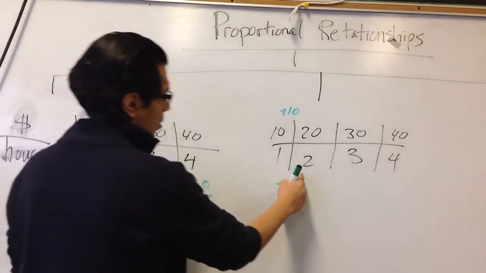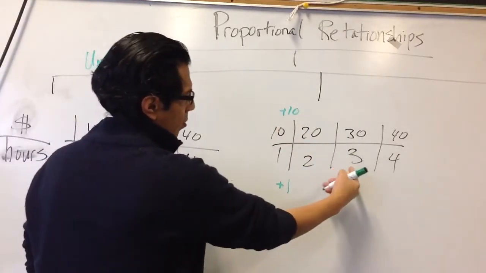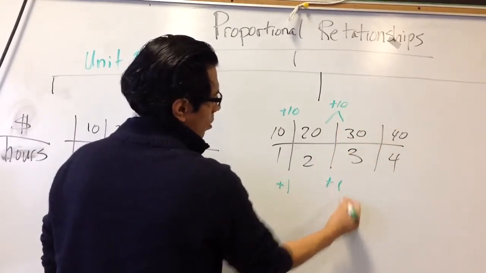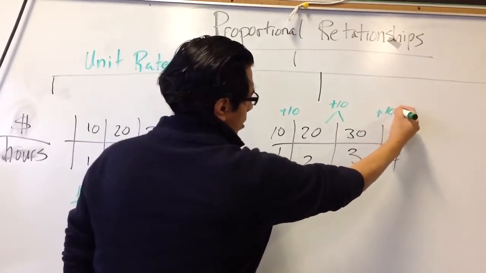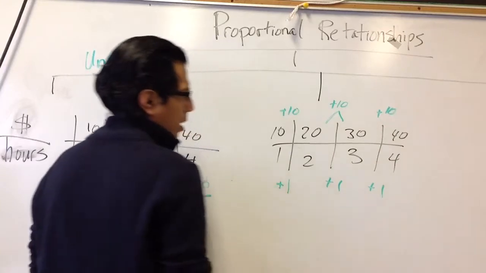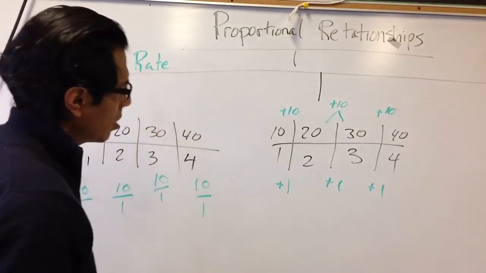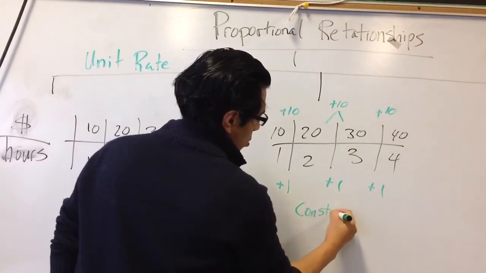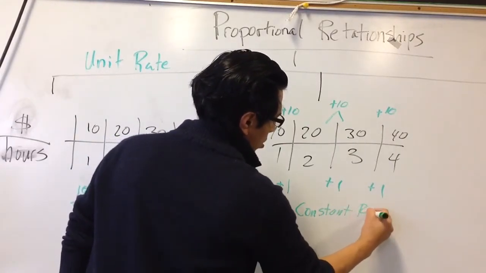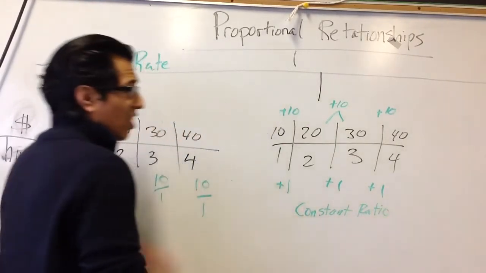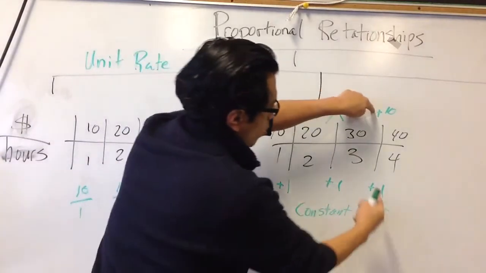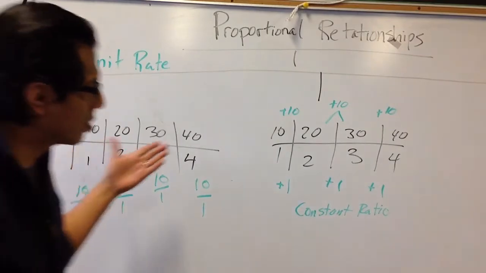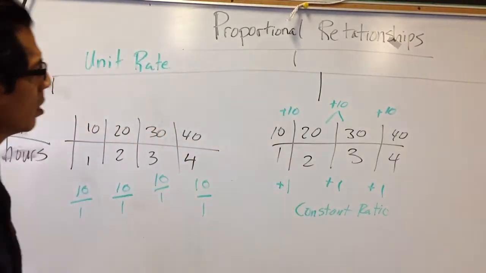So that means for 2 hours, I'm going to get paid another $10. And then for 3 hours, I'm going to get paid another $10 for 1 more hour. Another $10 for 1 hour. You see that? And this is called a constant ratio, constant rate. I'm just going to call it a constant ratio because I'm kind of thinking of it as 10 to 1, 10 to 1, 10 to 1. This is another way to prove that there is this proportional relationship.